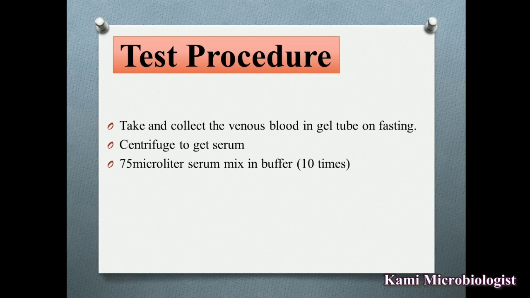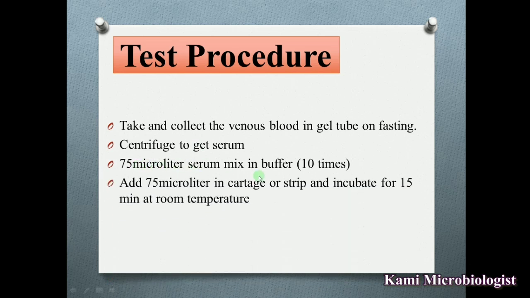Then, let's suppose you are using an advanced machine, so you will run it on the advanced machine. It's very simple. If you are using an FIA machine, a fluorescence immunoassay machine, like we have Find Care, Lofia, and Digrade, there are a lot of FIA machines from a lot of companies. For Find Care, you need 75 microliter serum and you will mix it into the buffer 10 times.